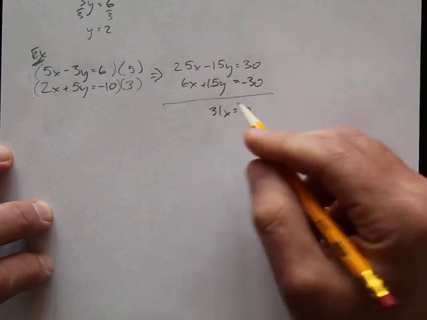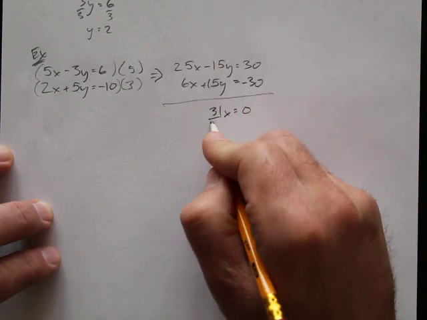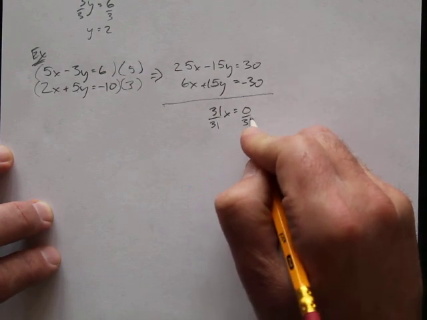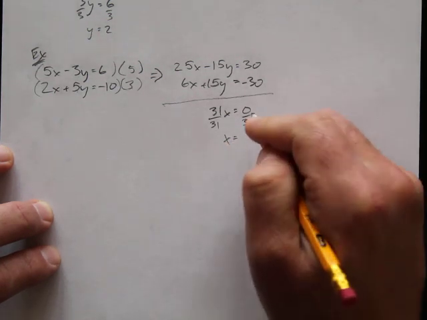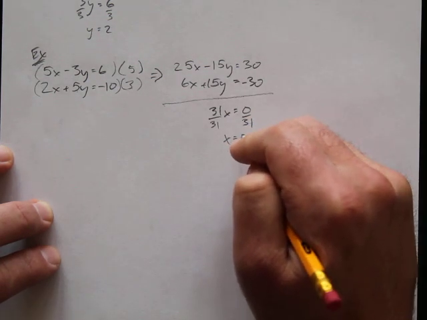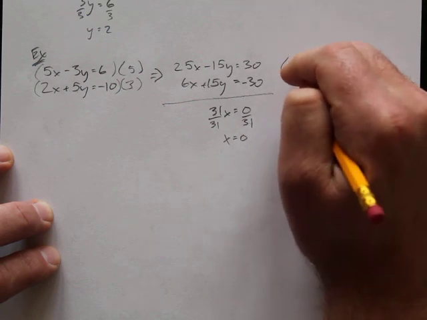Don't let this freak you out. What do I do? Just divide by 31, both sides, because I want x to be by itself. X equals 0 over 31 is 0. So my x value is 0.